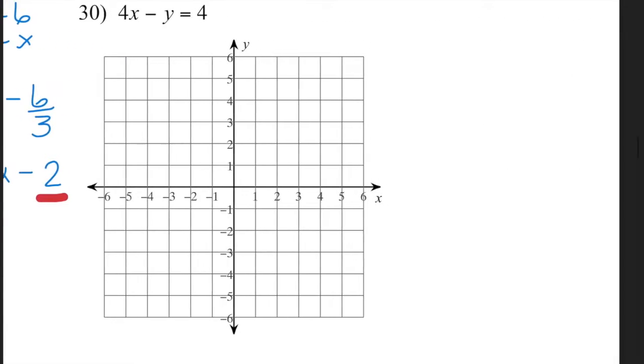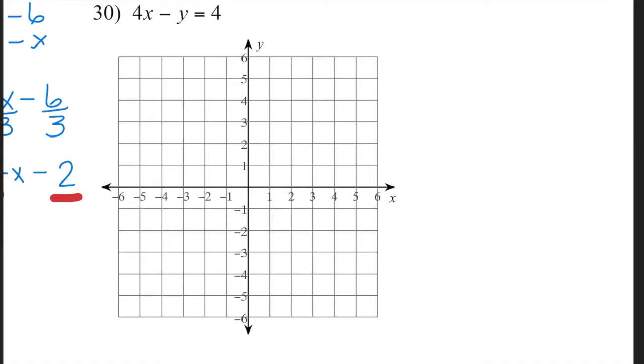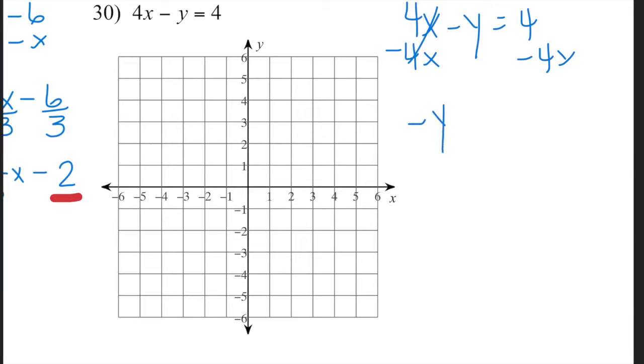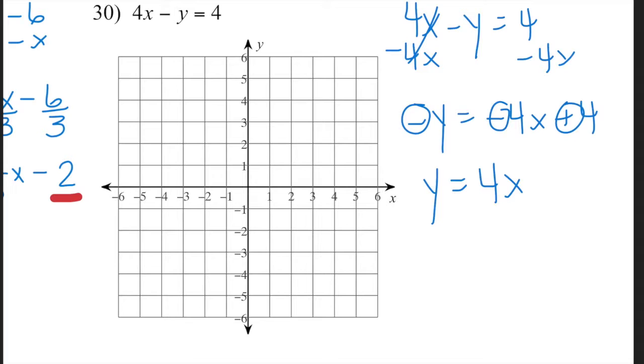And then we're here at number 30, which I think might be the last one. 4x minus y equals 4. Subtract 4x: negative y equals negative 4x plus 4. Since I have a negative y, I need positive y, so I'm going to change all of the signs to the opposite. Basically, in case anybody's not sure why we're doing that, let me show you. This is negative 1y. I need to divide everything by negative 1.